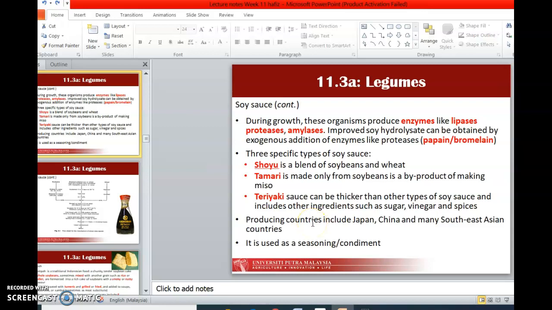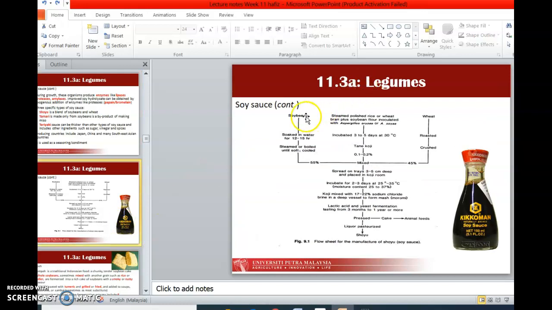Producing countries include Japan, China, and many Southeast Asian countries, for example, Malaysia as well. It can be used as seasoning and condiment. So this is the production of soy sauce.